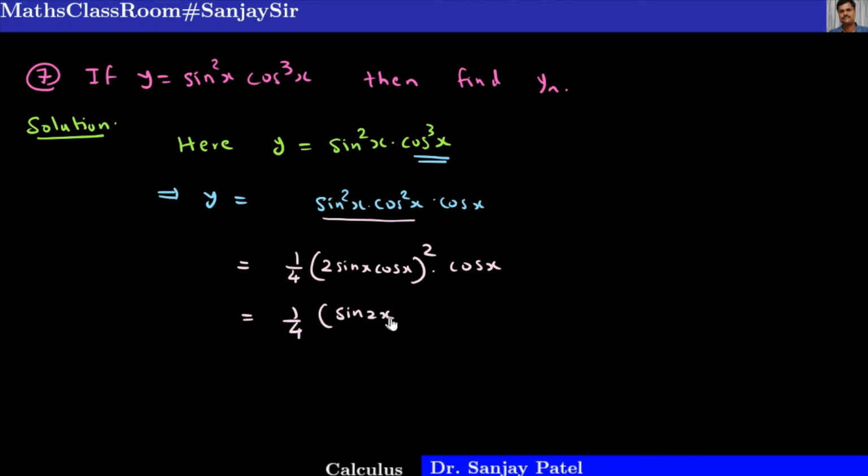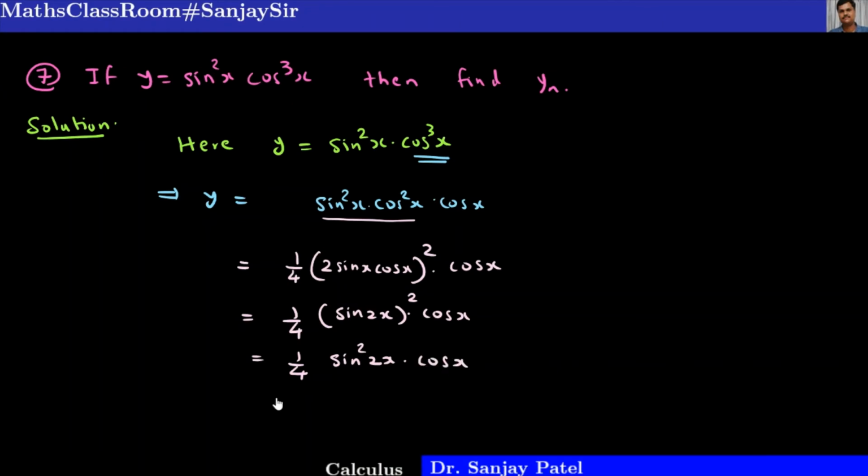sine 2x square into cos x, because sine 2 theta is 2 sine theta cos theta. Okay, now still the square is there, so I can remove that square by using a formula, because this is same as sine square 2x into cos x.